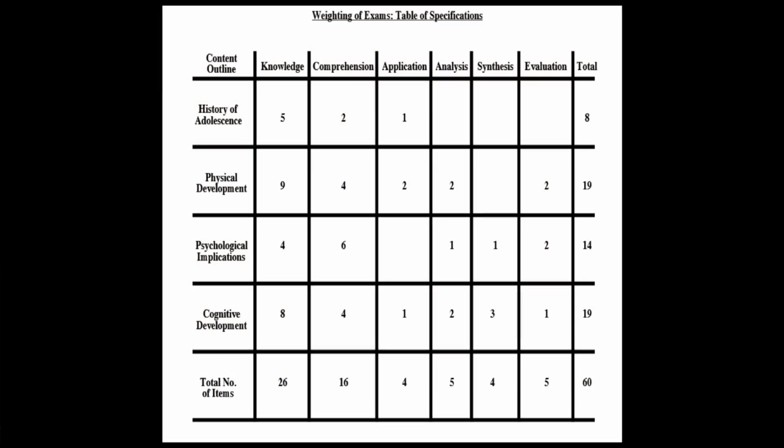What do the numbers represent? Number of items. So there are 8 items for the history of adolescence. Most of them are lower level. 60 total items, and you can see at the bottom the breakdown according to Bloom's taxonomy.